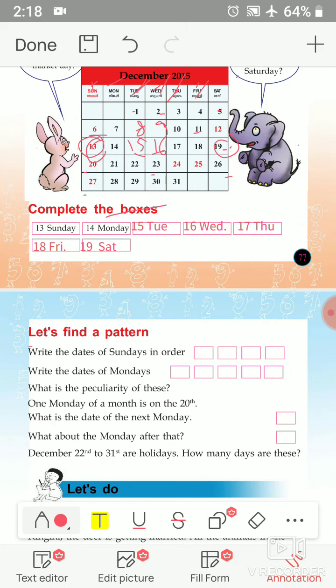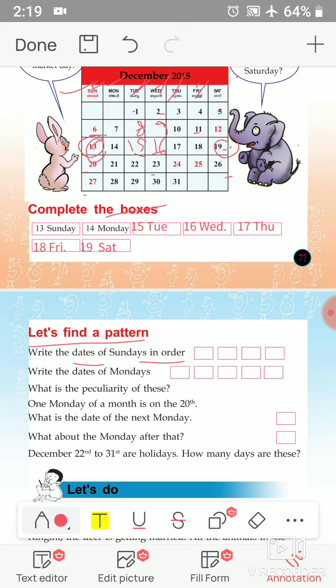Next topic is: turn the next page. Let's find a pattern. Look at these. Write the dates of Sundays in order. And then all of you look at this calendar, December 2015.